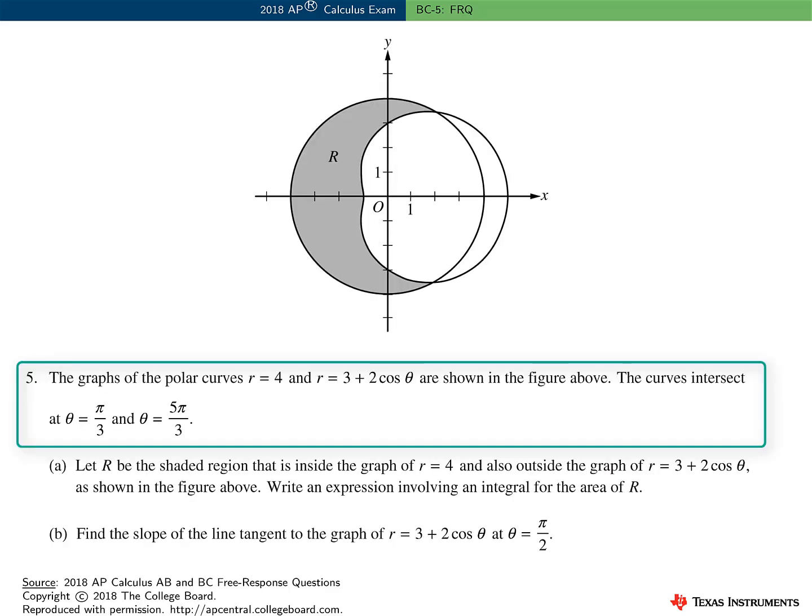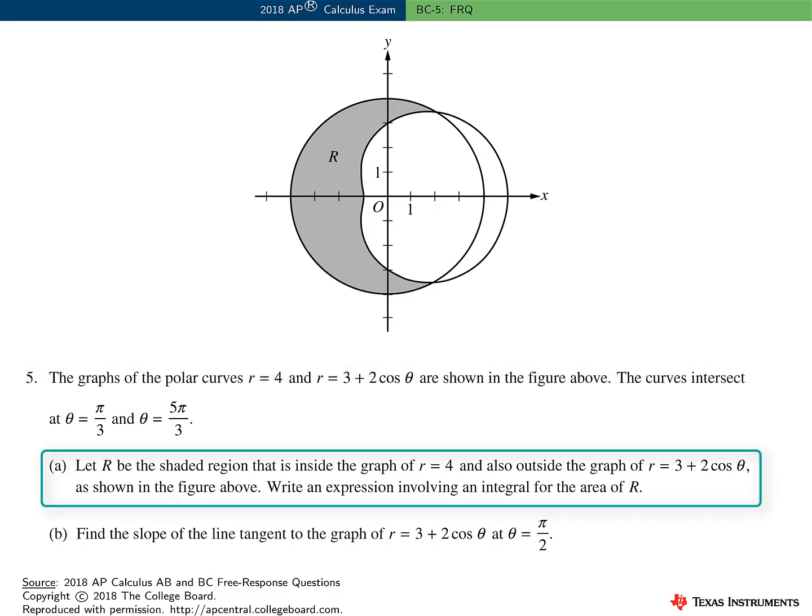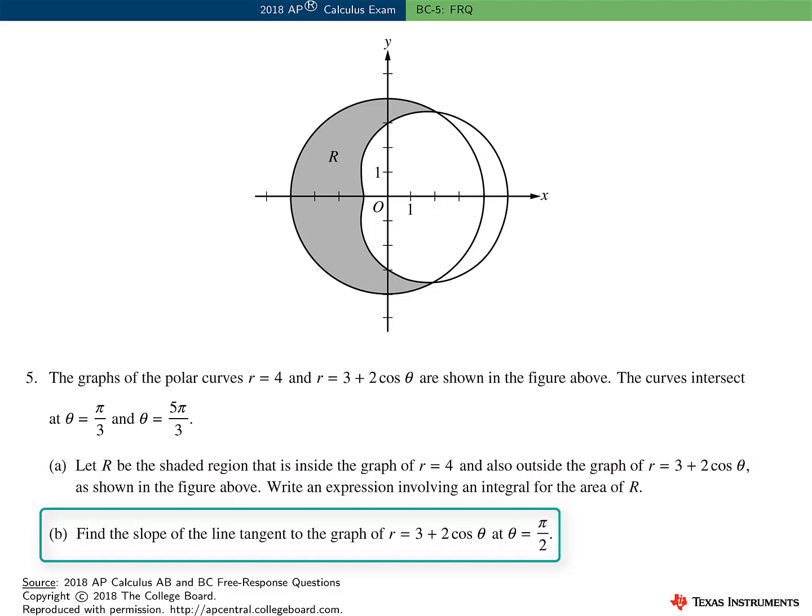This question involves two polar curves, whose graphs are given in the figure. We are also told that the graphs intersect when theta equals pi over 3 and theta equals 5 pi over 3. In Part A, we need to write an expression involving an integral that yields the area of the shaded region R. In Part B, we need to find the slope of the line tangent to the graph of one of the polar curves at theta equal pi over 2.